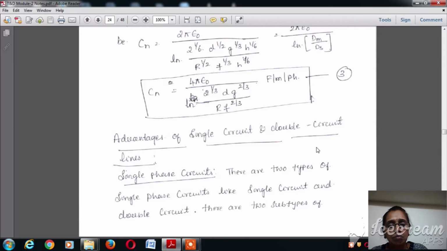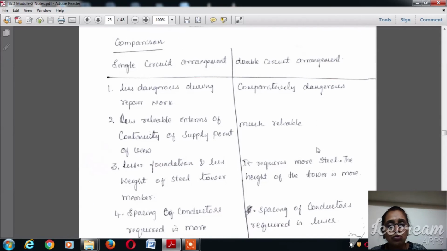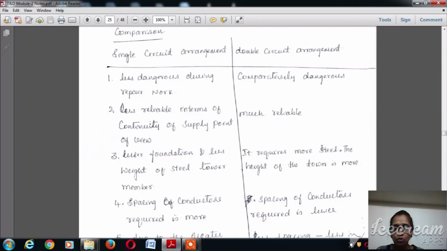Now we can compare and understand the advantages of single circuit and double circuit lines. A single circuit line is only one set of lines, whereas a double circuit line is two sets of lines, provided to avoid power interruptions that would disturb the customers. A single circuit arrangement is less dangerous during repair work, because we can completely switch it off, or do hotline work. Comparatively, the double circuit line is more dangerous because one will be the live wire and the other the faulty line.